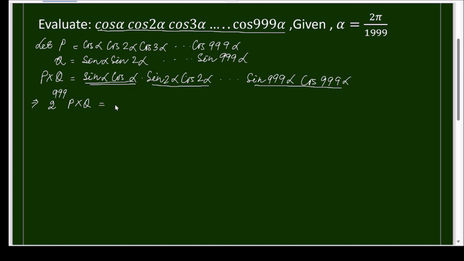multiplying 2, I'll get sine twice alpha. Here I'll get sine 4 times alpha, and last will be sine 2 multiplied by 999, which gives me 1998 alpha. There will be 999 terms.